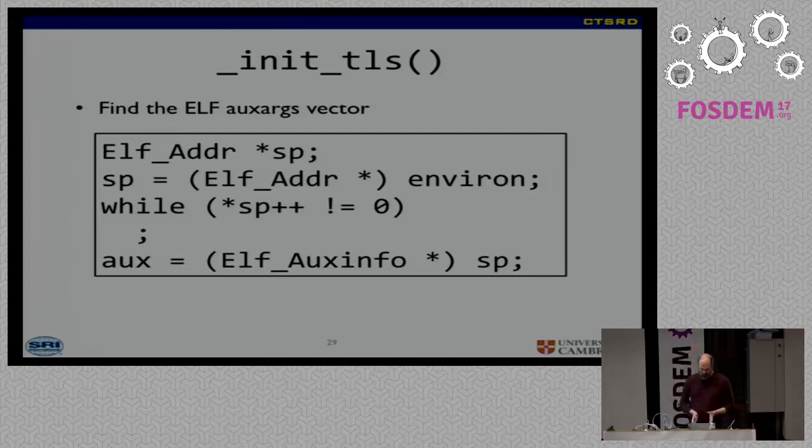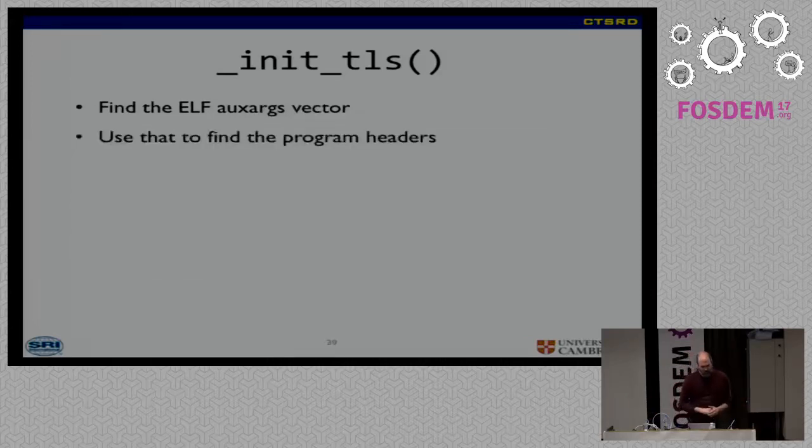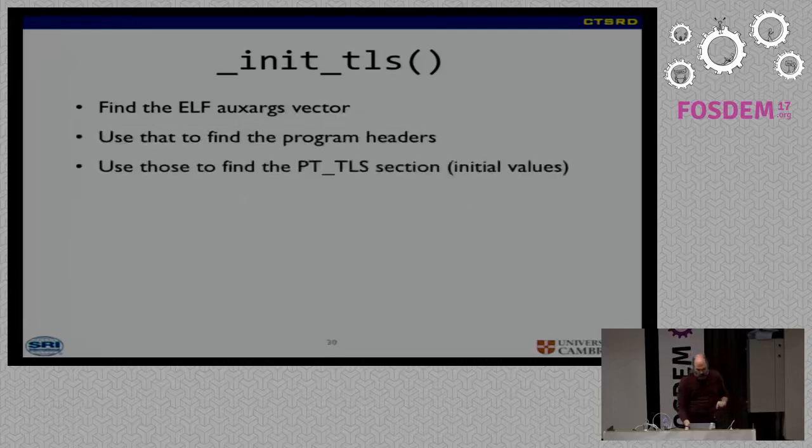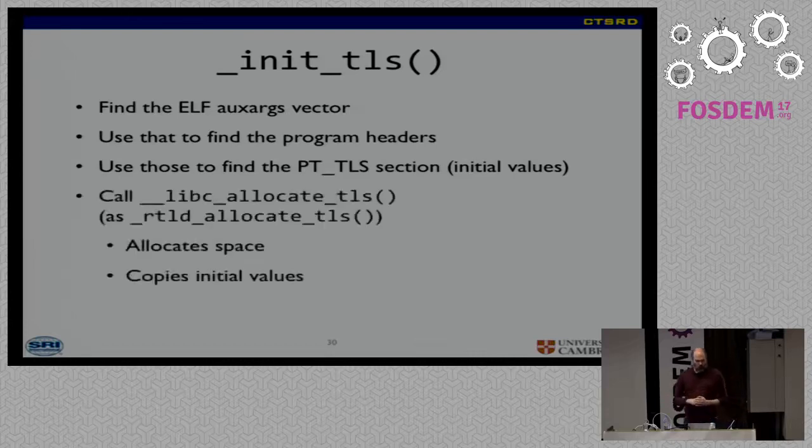So we find this ELF auxiliary arguments array. We use that to find the program headers. There's a field in there that says where the program headers are. We use the program headers to find the TLS section. This contains the initial values of all thread local variables which aren't initialized to 0. We do a bit of allocation to allocate some space for TLS, which results in all those cycles spent calling malloc. And we copy over the initial values for the non-zero bit.